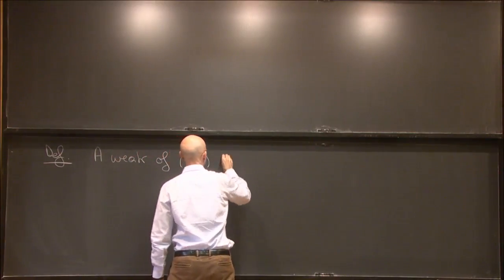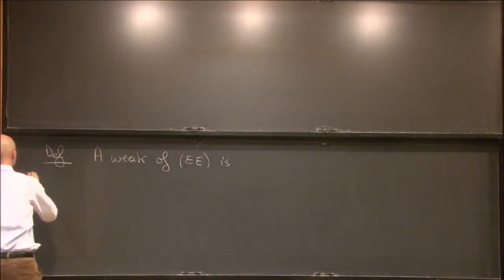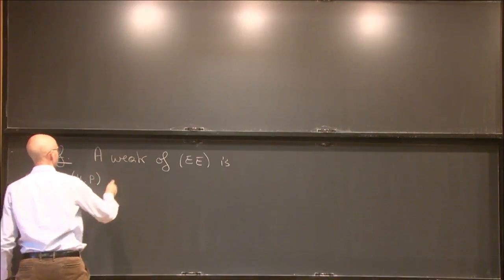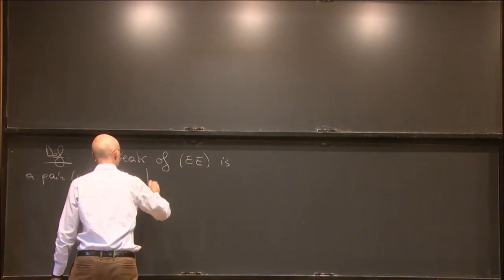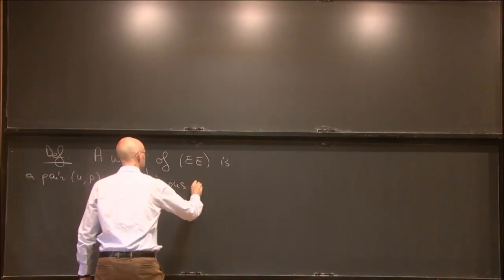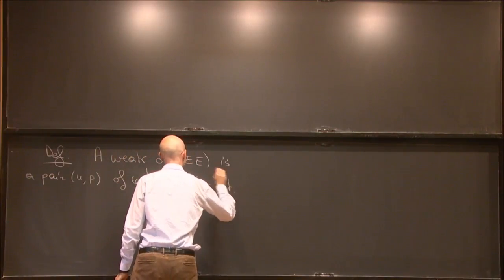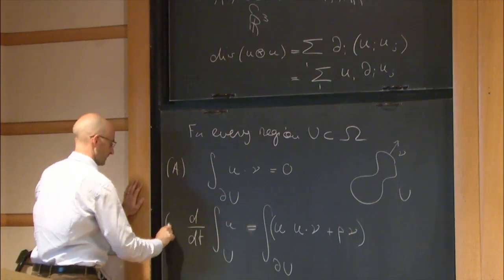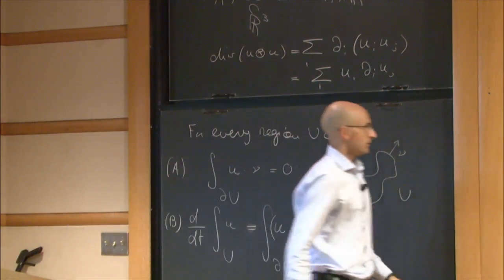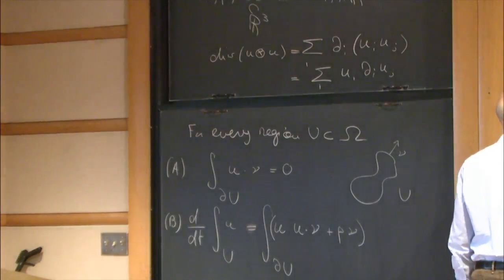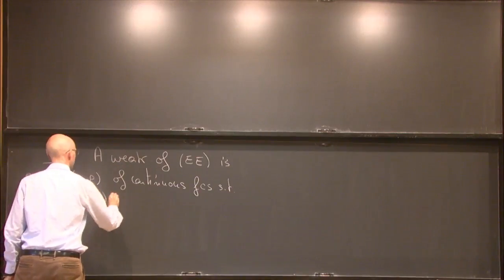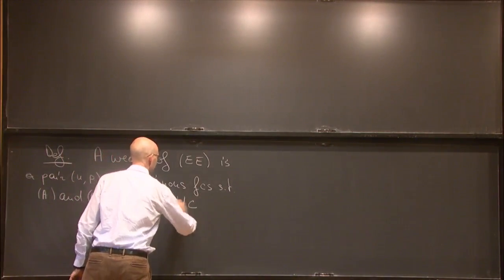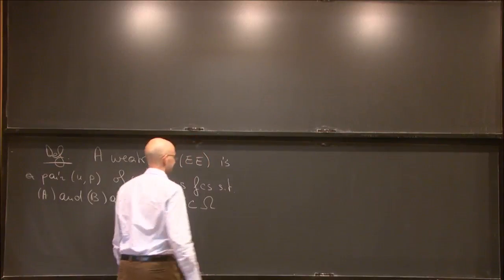this is a pair, U, P, which we might take to be continuous functions, such that these two balance laws, say A and B, are satisfied for every smooth region U inside omega. Okay?